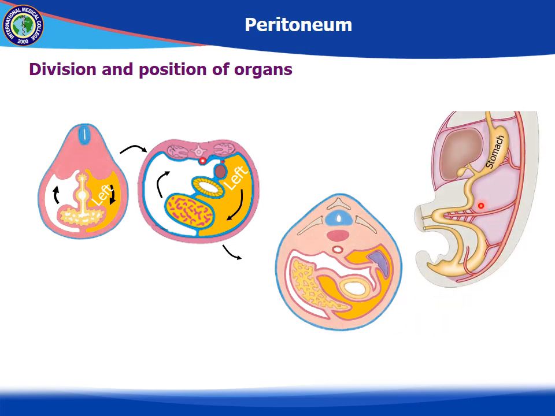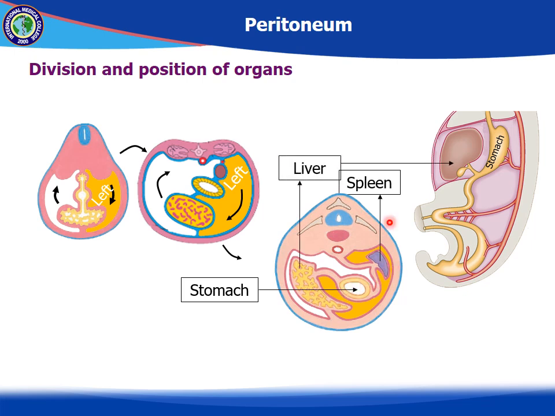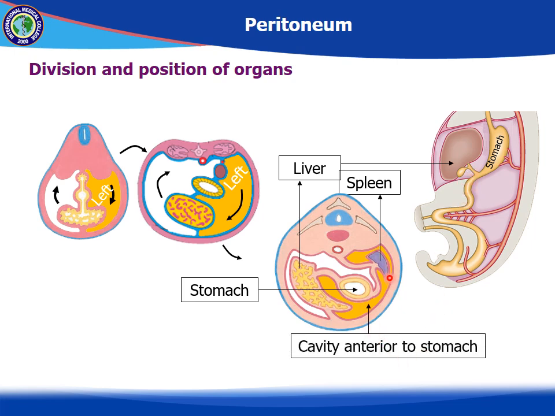And if you see a longitudinal, median section, this is the stomach area, the developing stomach, and this one is the spleen. This is the liver, and you can see this lesser curvature is connected to the liver. The liver is connected to the anterior wall. This is a very early stage, and now this cavity is on the left side.